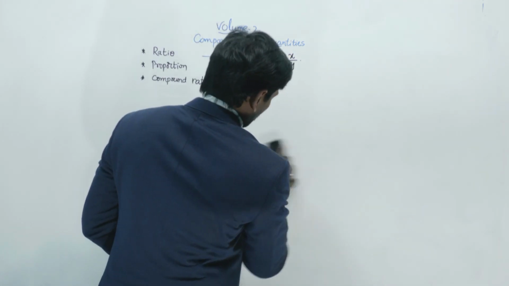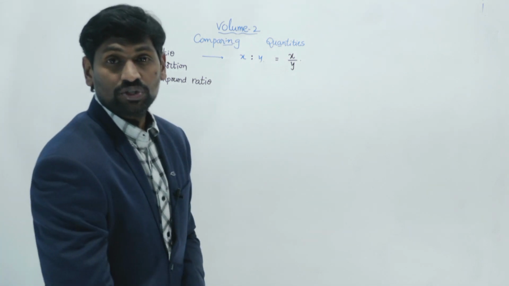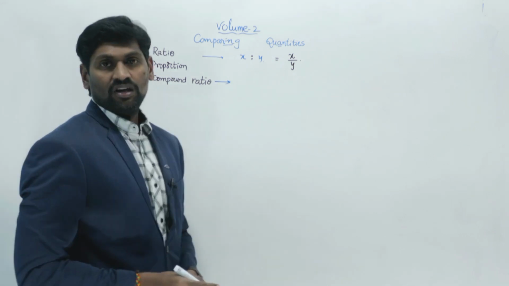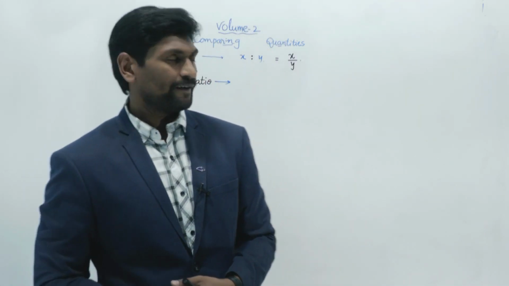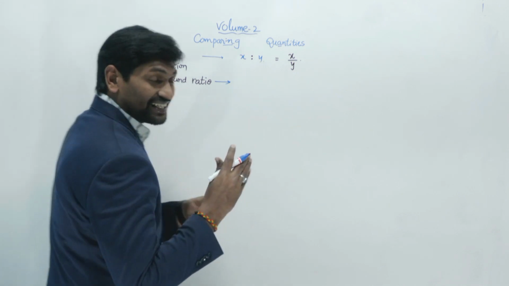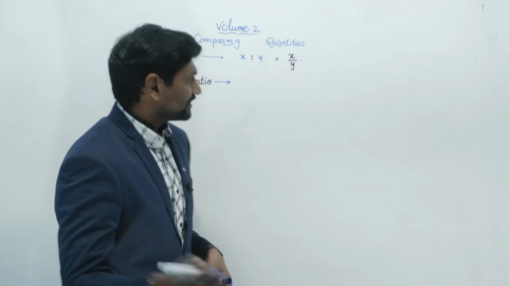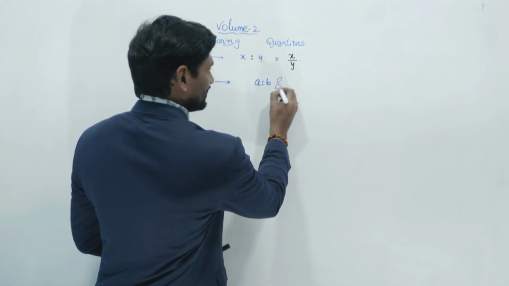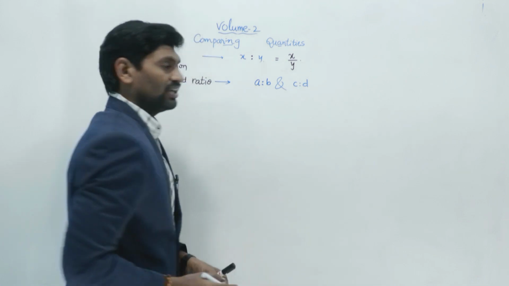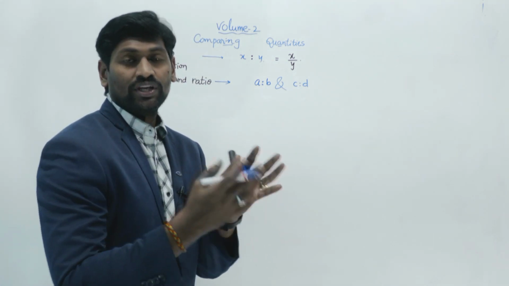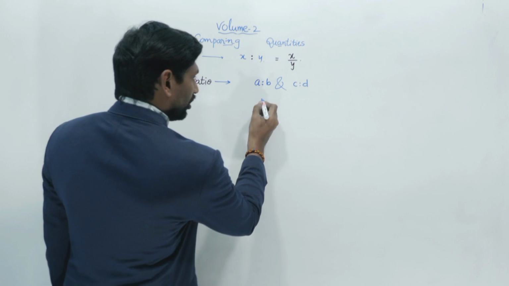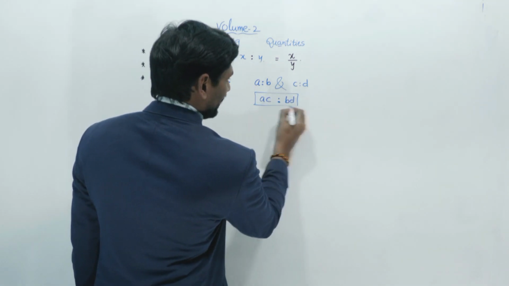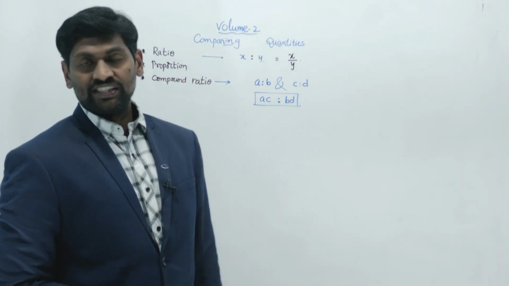Now let us go to the next concept, compound ratio. What is compound ratio? Compound ratio means taking two or more ratios. For example, A is to B is the first ratio and C is to D is the second ratio. These two ratios are written in the form AC is to BD. This is called compound ratio.